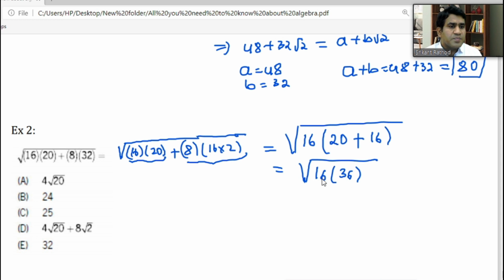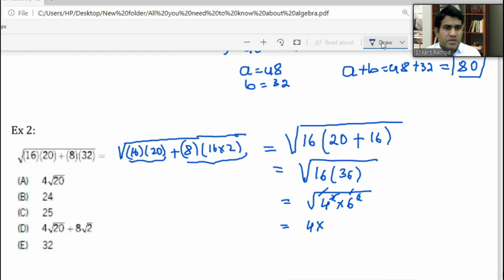Again, 16 is a perfect square number and 36 is also a perfect square number. 16 can be written as 4 squared and 36 can be written as 6 squared. So this is a square root and the square, they just cancel out. This is equal to 4 times the square root, and the square again cancels out, it's just 6. 4 times 6 is going to be 24. So your answer here is B, 24 is the right answer to this question.